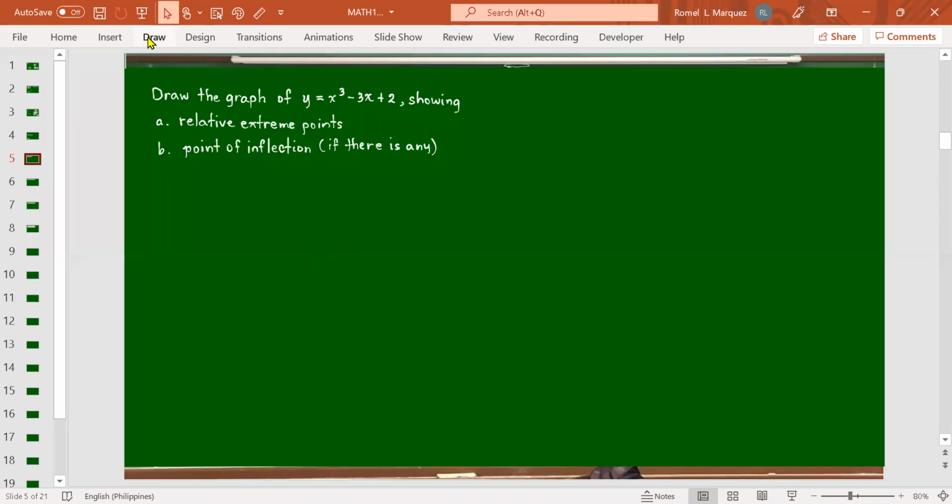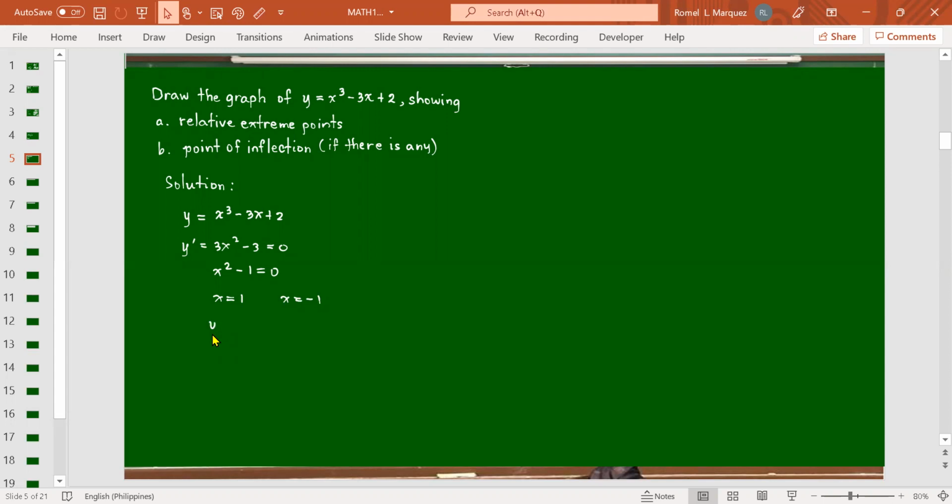Draw the graph. So we have y equals x cubed minus 3x plus 2. What is y prime? 3x squared minus 3. We want to equate it to 0 to get the critical numbers. x squared minus 1 equals 0. x equals 1, x equals negative 1.